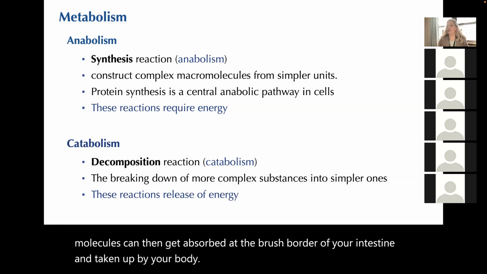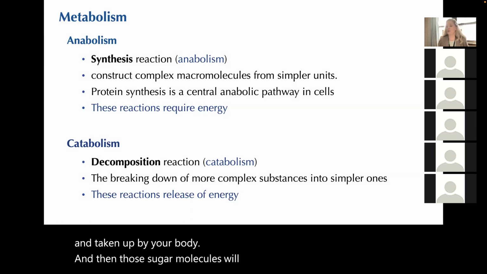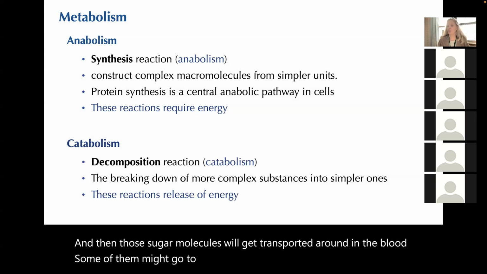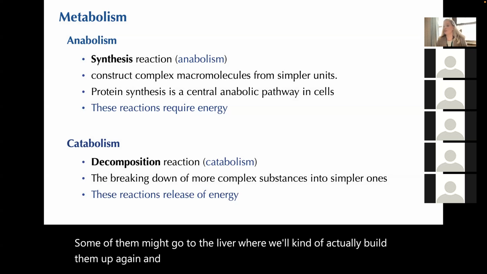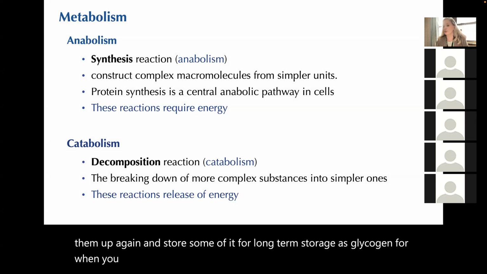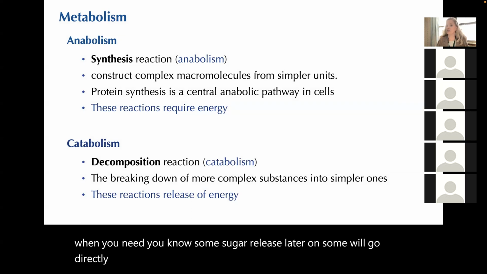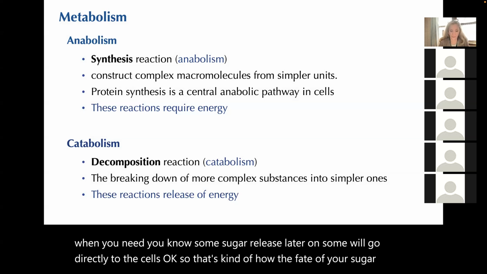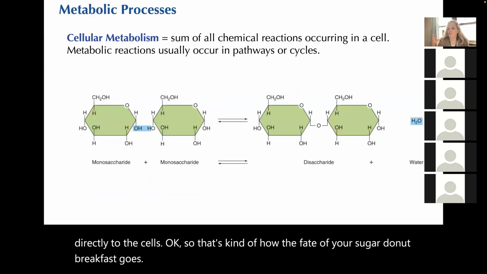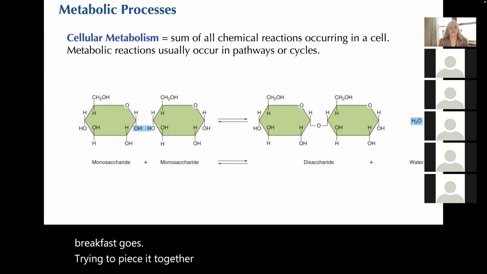And then those sugar molecules will get transported around in the blood. Some of them might go to the liver, where we'll actually build them up again and store some of it for long-term storage as glycogen for when you need some sugar release later on. Some will go directly to the cells, okay? So that's how the fate of your sugar donut breakfast goes. Trying to piece it together and make us think.